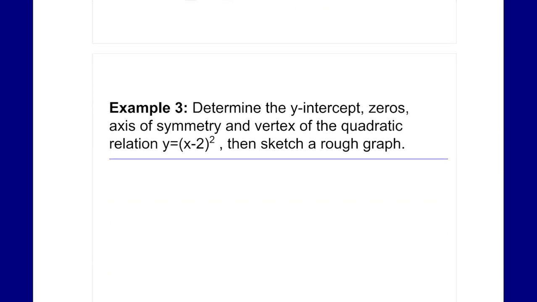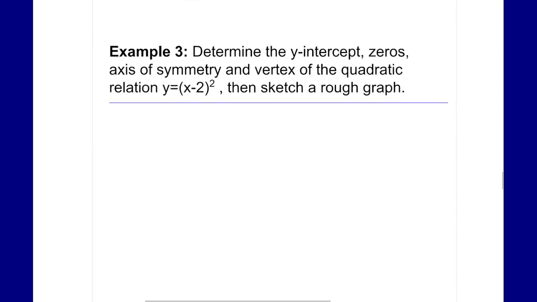So let's go through and do the same thing with the next one, right? We're going to go through and find the same pieces of information. y equals (x minus 2) squared. I'm going to rewrite that. y equals (x minus 2) squared. Right? This is just the same thing as saying y is equal to (x minus 2) times (x minus 2).